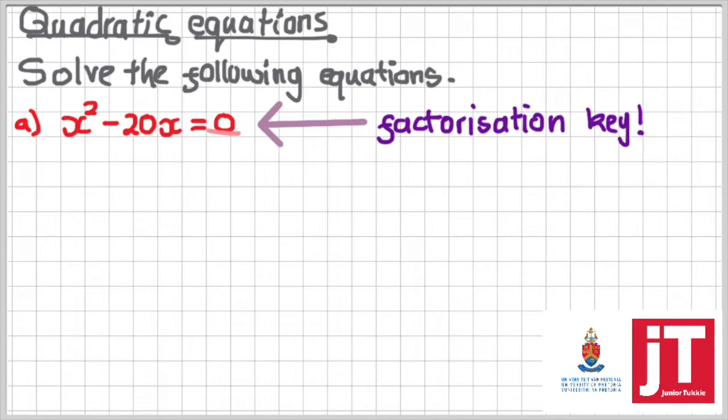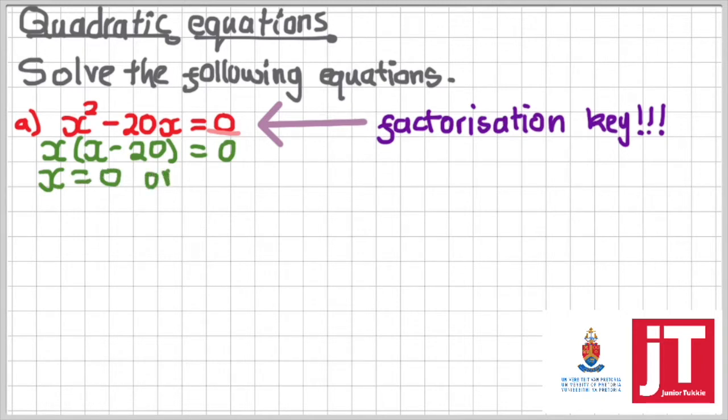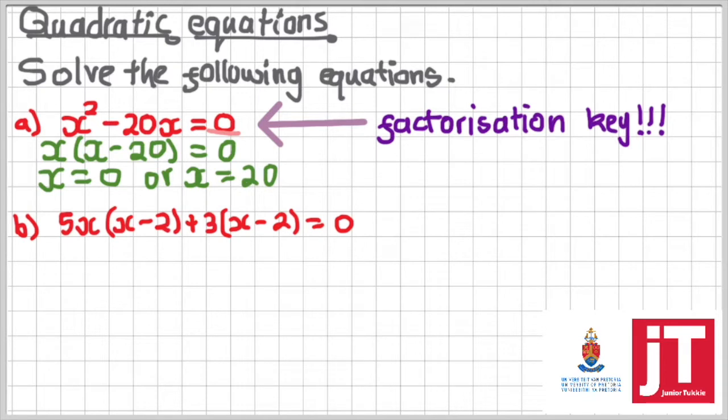What are common factors on the left-hand side? It's x. So if we take out x, we're going to have x(x - 20) = 0. Thereafter, we state our two solutions as x = 0 or x = 20. We move on to part B.